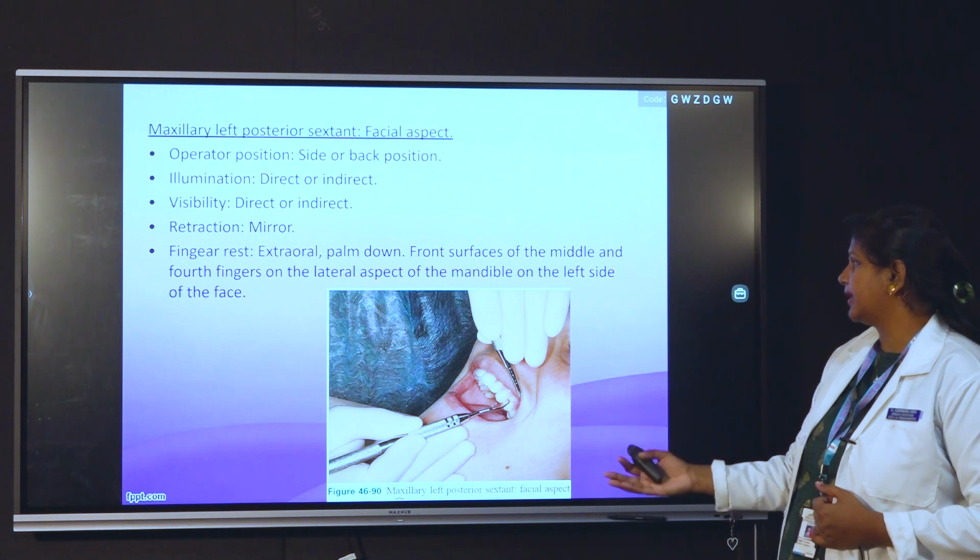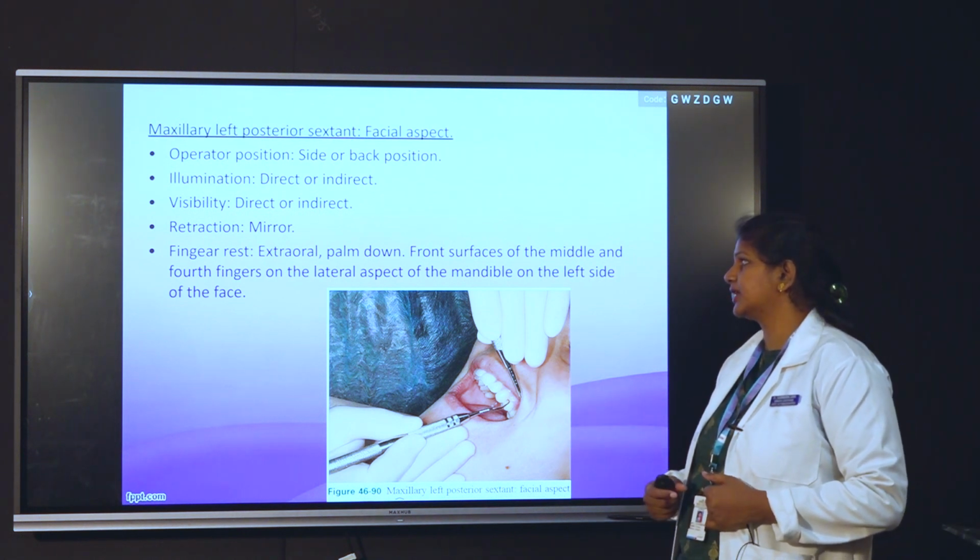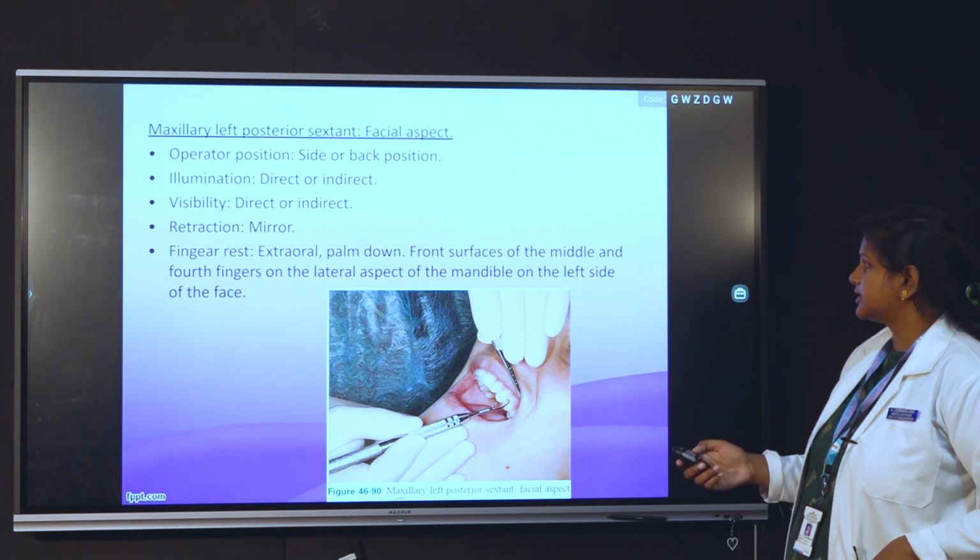And if you are working on the maxillary left side of the patient, then the operator's position should be side or back side of the patient. The illumination is direct or indirect, and finger rests are extraoral and palm down.